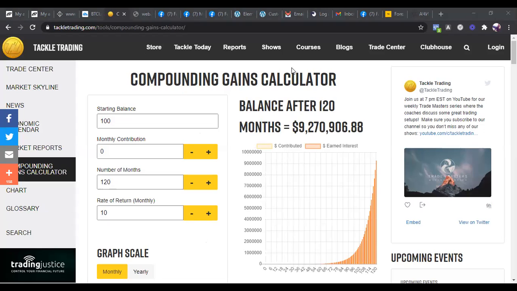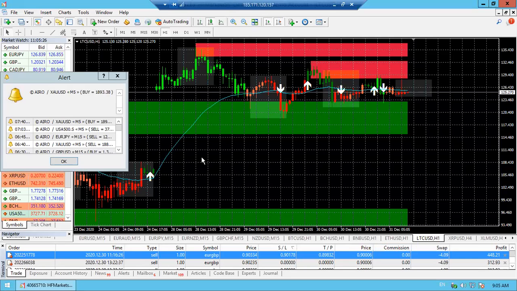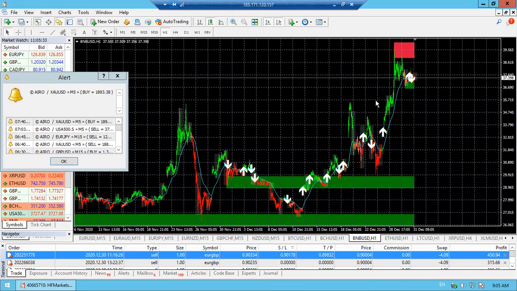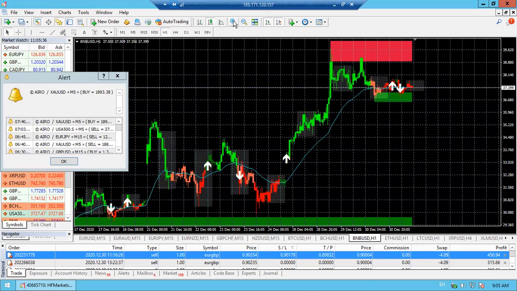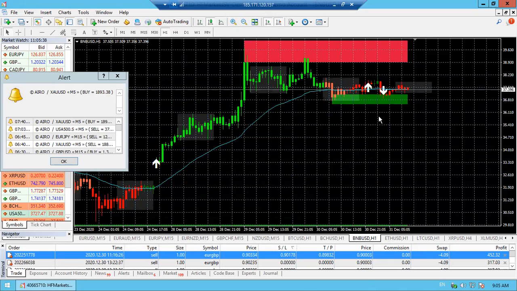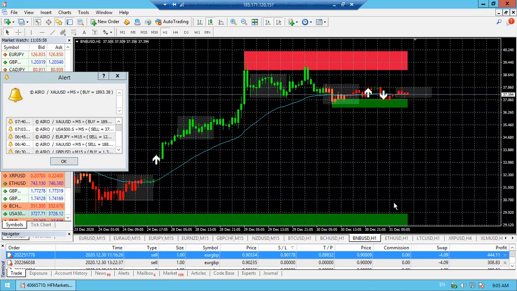Let me do some analysis on these other currency pairs. Okay, this is BNB. BNB also has a sell signal on this indicator, but it's still ranging. Once the support is broken, I'm telling you, we're moving down. We make some good money on BNB.